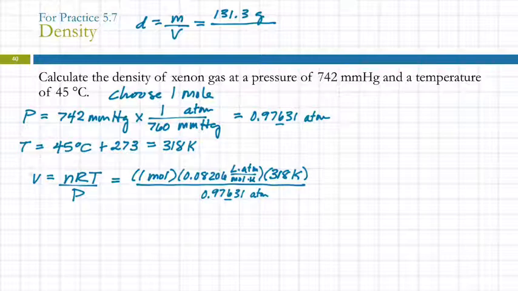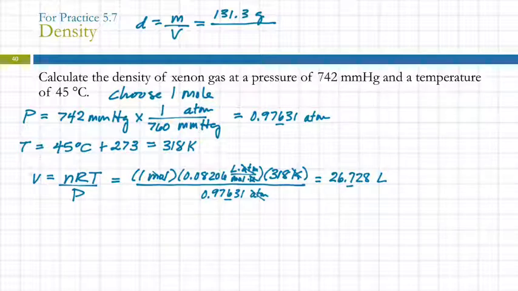So there's my atmospheres. And I check my units, atmospheres are canceling, and the kelvins are canceling, and the moles are canceling. And so this unit is going to be liters for my volume. So I've got 0.08206 times 318 divided by 0.97631. That would be 26.728, 3 sig figs, carry 2 extras, and that is liters. So that's the volume of 1 mole of gas at this pressure and temperature.